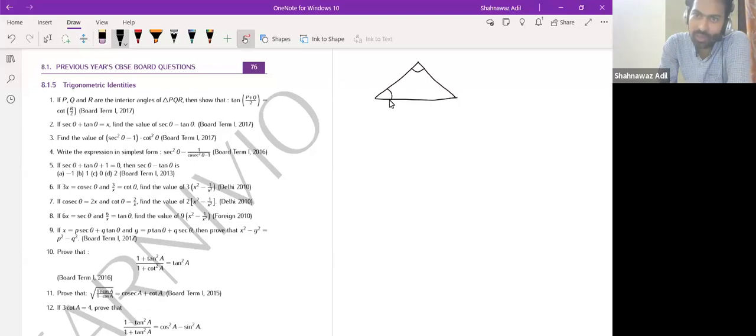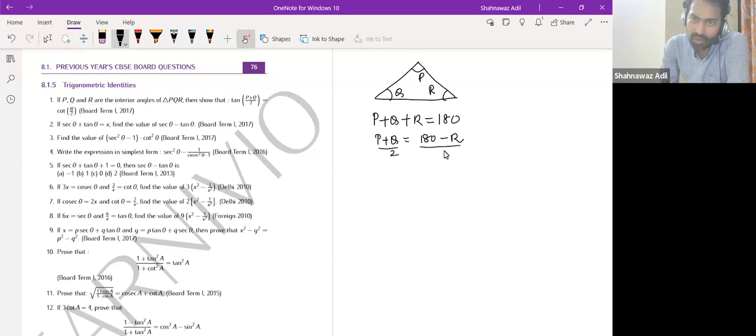What do we know about PQR? P plus Q plus R is what, guys? 180, right? And we have to figure out P plus Q. So if we put P plus Q on one side, this is 180 minus R, and this is divided by 2. So P plus Q by 2 is 180 by 2 minus R by 2.